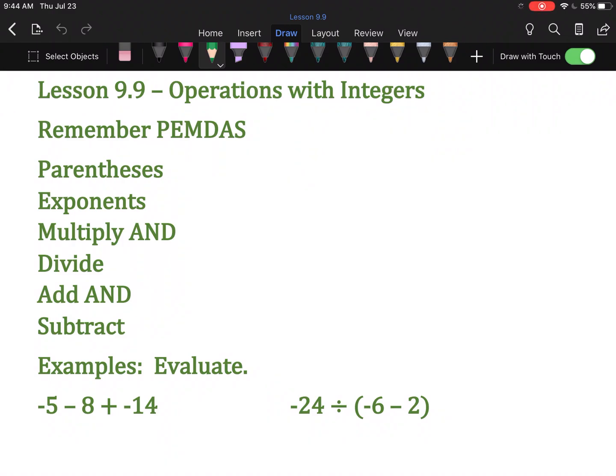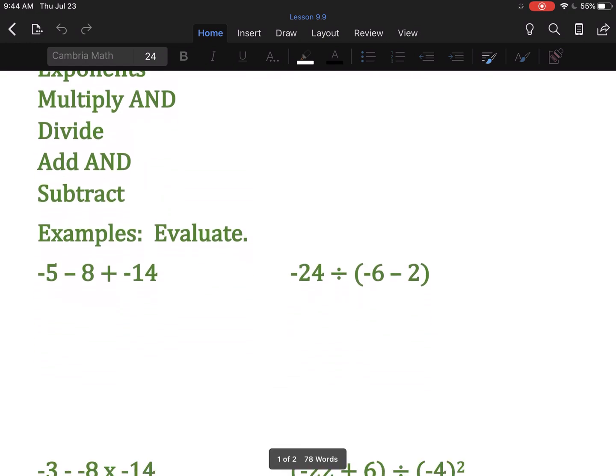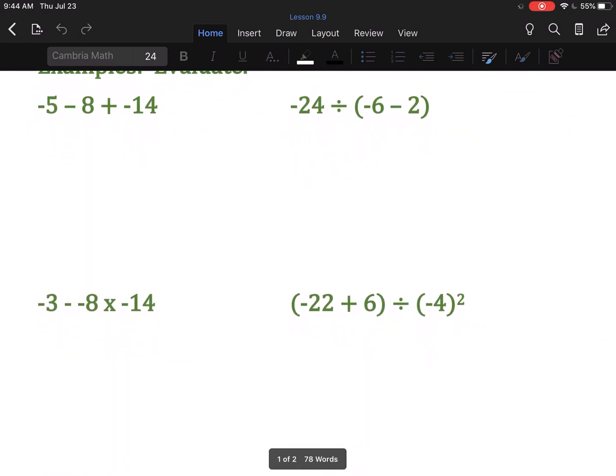And our last lesson in Chapter 9 is about operations with integers. It's kind of sort of going to be PEMDAS with integers. So remember, PEMDAS is parentheses, exponents, multiply and divide, add and subtract. There'll also be a little bit more to this, but we'll get to that when we get to it. So evaluate.